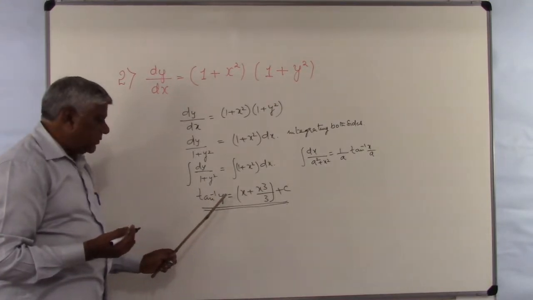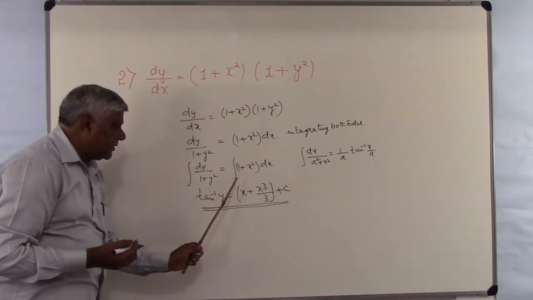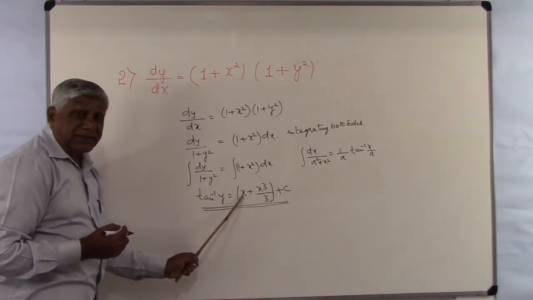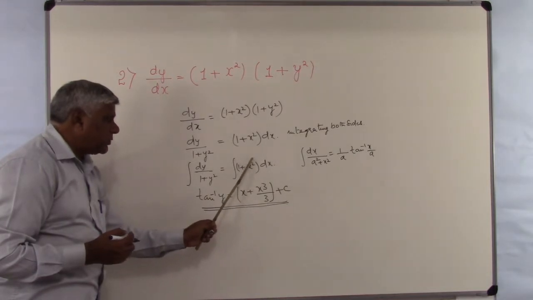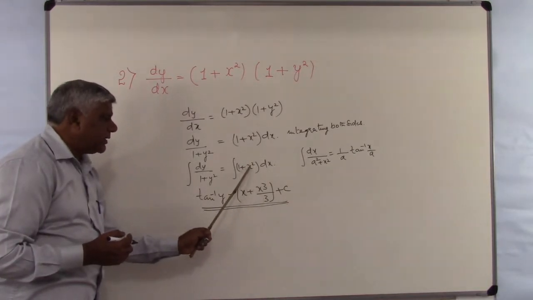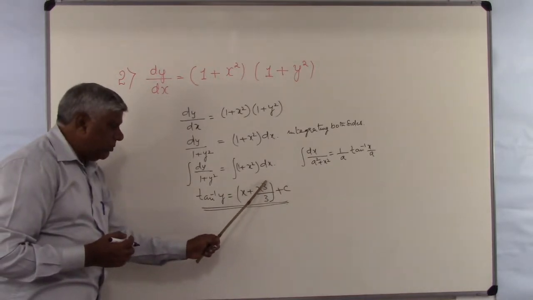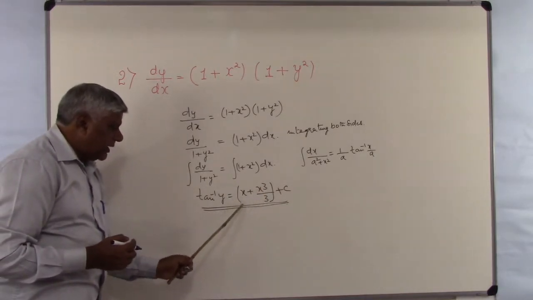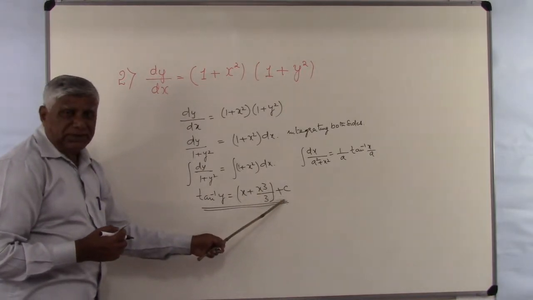So tan inverse y is equal to, now integrate, dx into 1 is x, plus x square into dx, 2 plus 1 divided by 2 plus 1. X to the power of 2 plus 1 is 3, x cube divided by 3. So x plus x cube by 3 plus c is a constant.